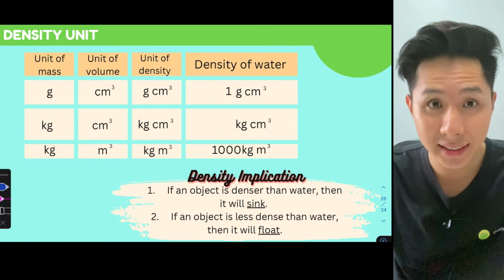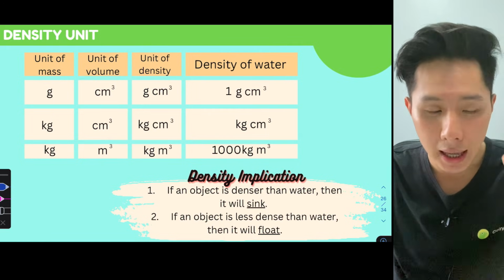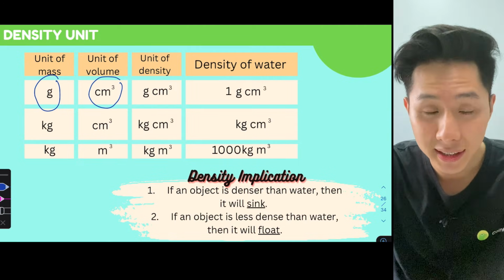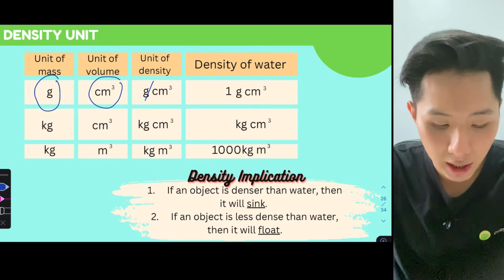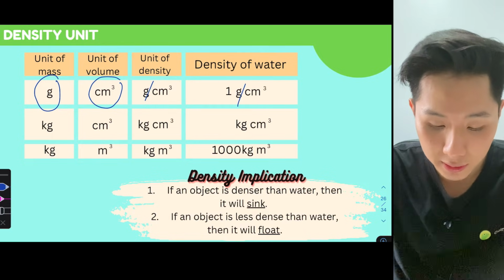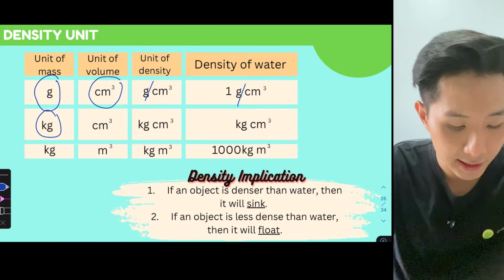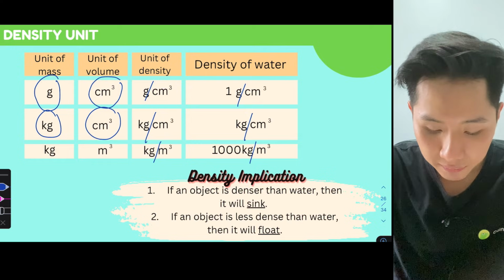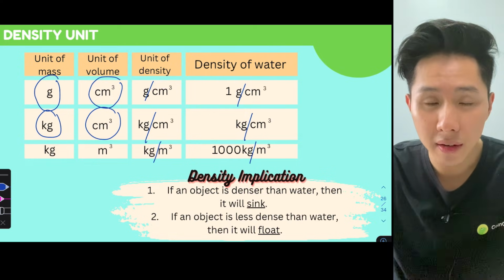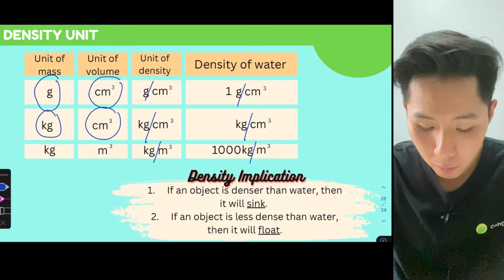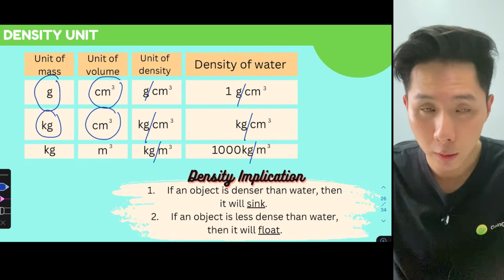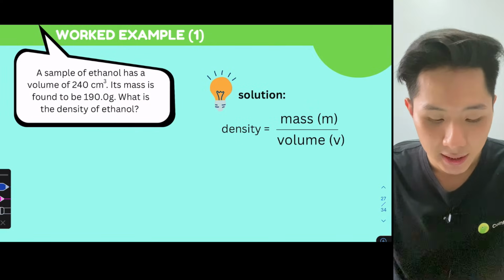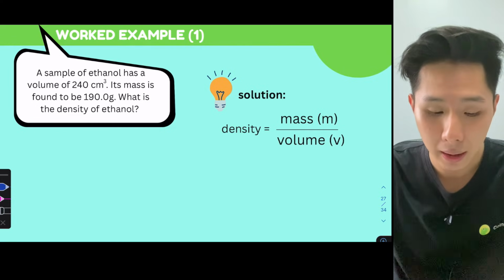Let's look at some of the units for density. If the mass that you are using is gram and volume is cm cube, your unit of density is gram divided by cm cube. So it should be a slash here. And if your units are kg and cm cube, you get kg slash cm cube, and so forth. All right. And the implication of density, this one should be quite simple. If an object is denser than water, it will sink, whereas if it's less dense than water, it will float instead. So let's look at some worked examples to help you understand how to solve it.